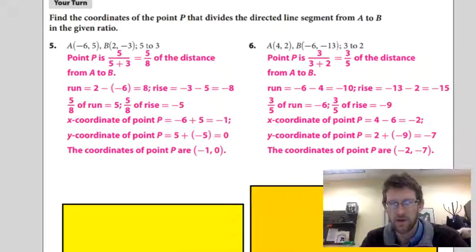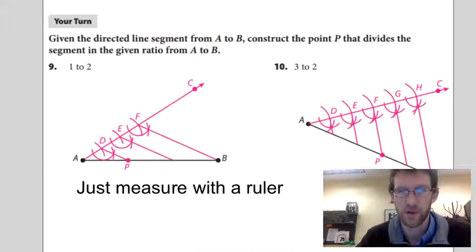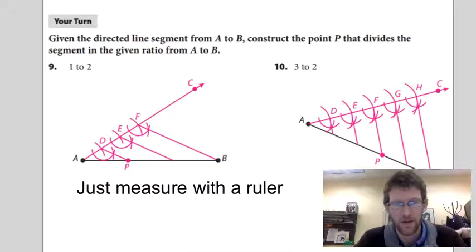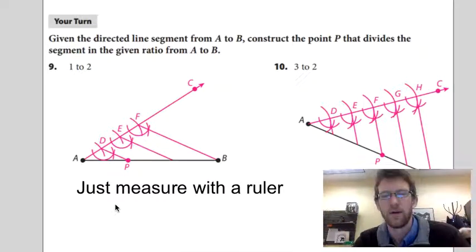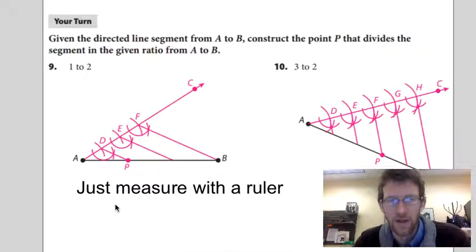The book also has sections where you're supposed to do this for a construction. You're supposed to divide a thing into a certain fraction or a certain length of the way along. And it wants you to do it using a compass. I think it's just a ton of work and it's not real practical. In real life, you just use rulers or measuring tapes if you're building a house or whatever.